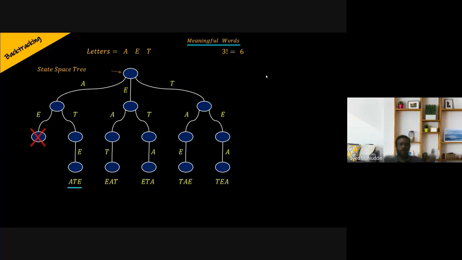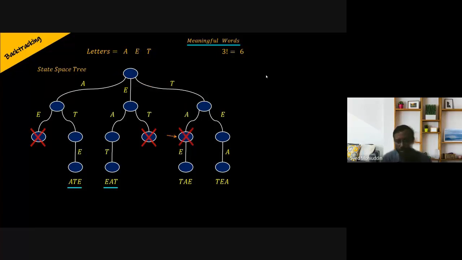Then again, let us traverse the path from E to A to T. It forms a meaningful word. EAT is a meaningful word. And the last node, where we are showing the arrow, is known as the answer node on this path. Then if we start from E, move on to T and A, there is no word. So this node is killed, and we don't construct the rest of the children. We don't expand that node. Then the next path we will look at is T to A to E.